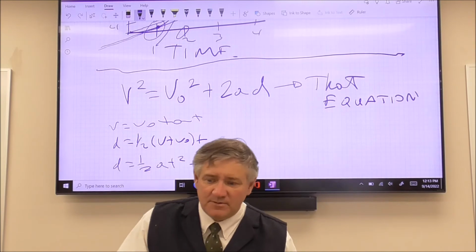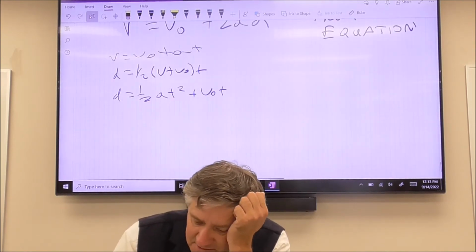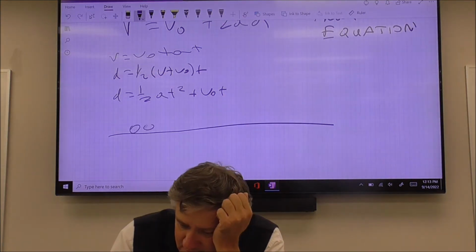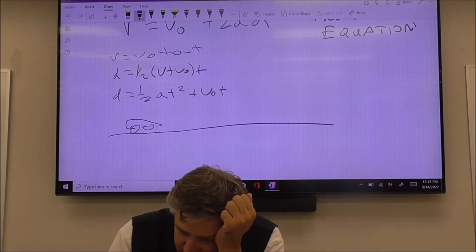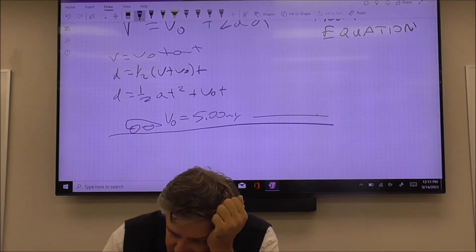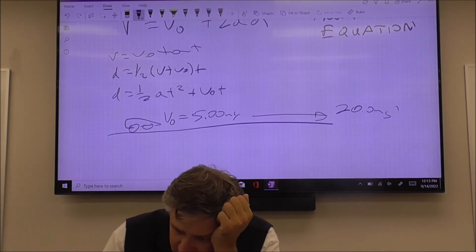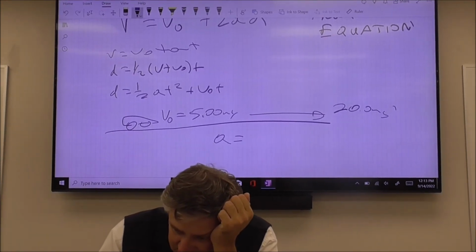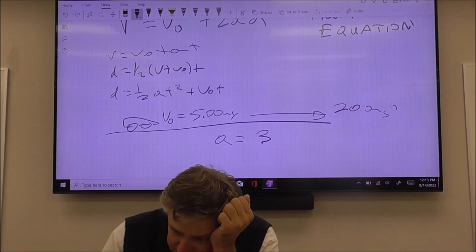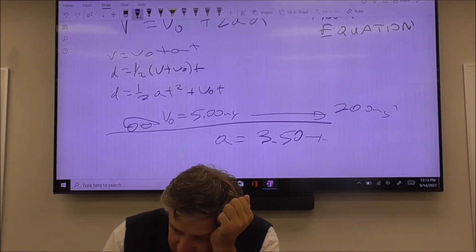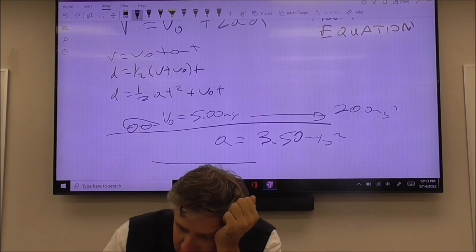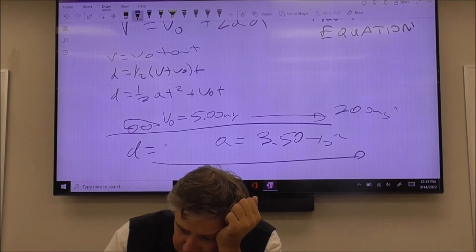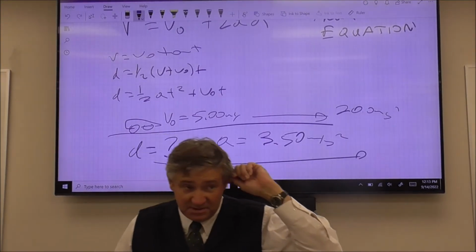So here's how this one would play out. Here's the carrot car, and let's say that it's moving at 5 meters per second, and it's going to speed up to 20 meters per second. And we know most cars accelerate at 3.5 meters per second squared. I want to know how far this is going to travel.